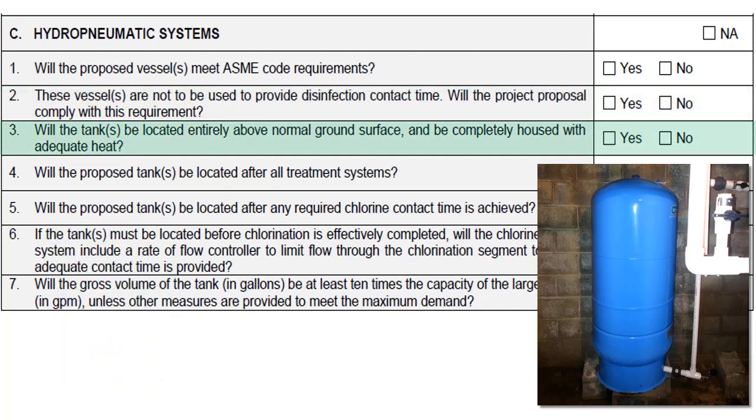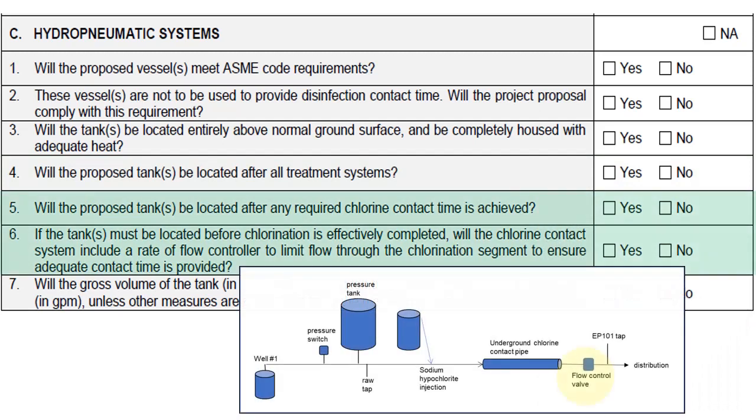These tanks should be located entirely above ground surface to prevent possible flooding and housed with adequate heat. All hydropneumatic tanks should be located after all treatment systems and after any required chlorine contact time is achieved, as hydropneumatic tanks will not receive contact time credit and may cause spikes in flow. If these tanks must be located before disinfection, a flow controller should be utilized to ensure adequate contact time is provided in the contact vessel following the hydropneumatic tank.